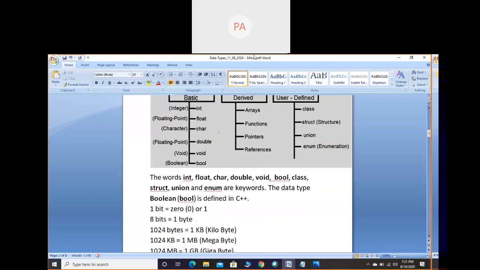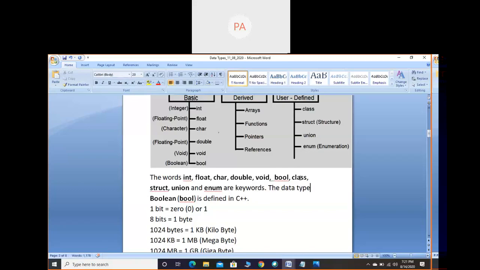Because when we write an identifier, if we remember the keywords, then there will be no chance of making a mistake. The words int, float, char, double, void, bool. Bool means boolean. You just look at this diagram. Boolean means true or false. The result will be either true or false.